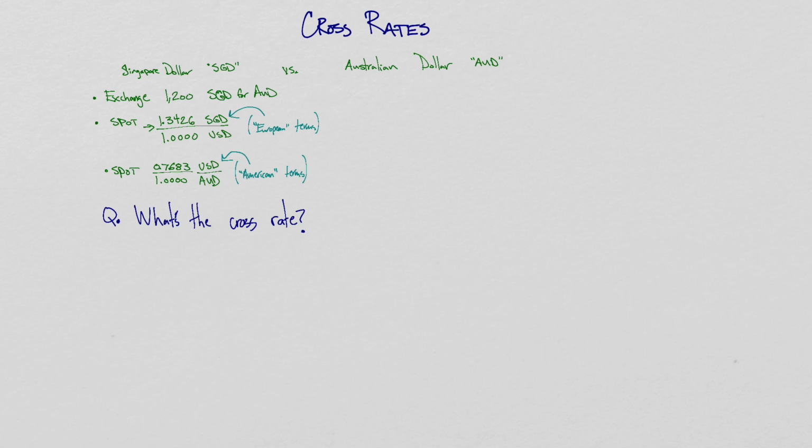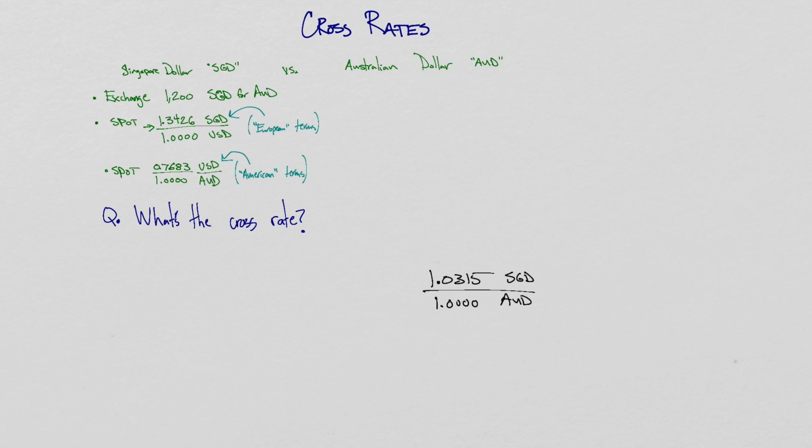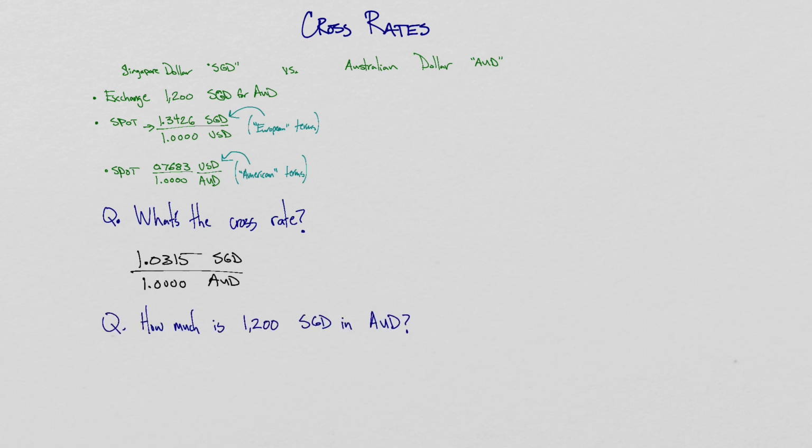So taking either one of those two approaches, and I'll take the one on the right, we take the spot rate for the Singapore versus the US dollar and multiply by the US dollar versus the Australian dollar. And what that gives us is the cross rate of the Singapore versus the Australian dollar of 1.0315 Singapore dollars to Australian dollars. With that, we can answer the question of how much 1,200 Singapore dollars is in Australian dollars.